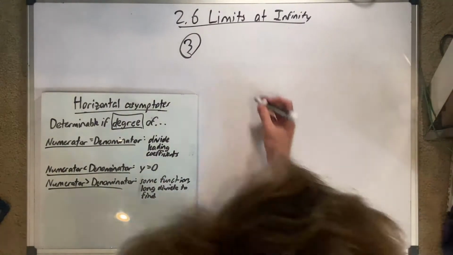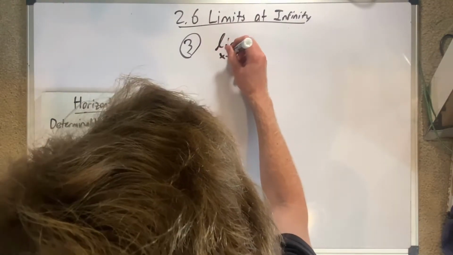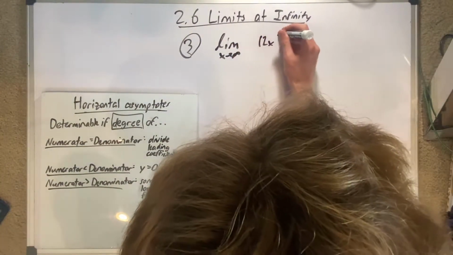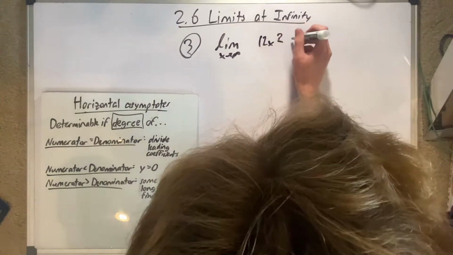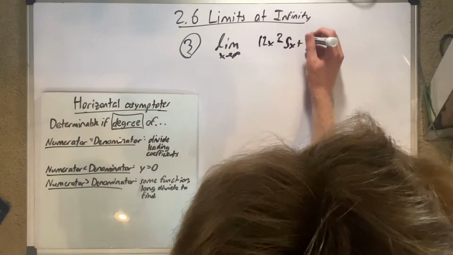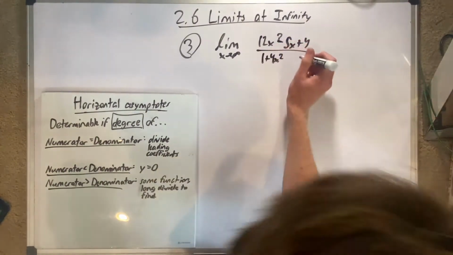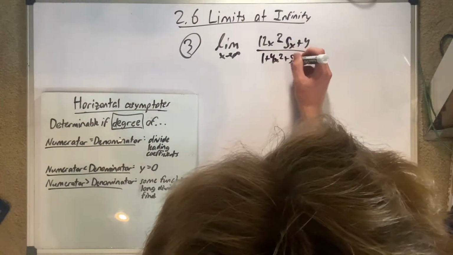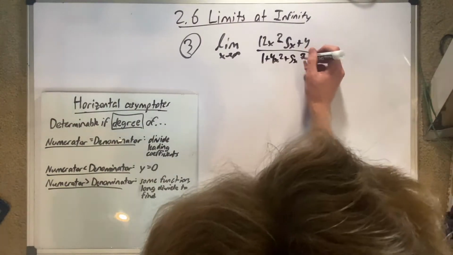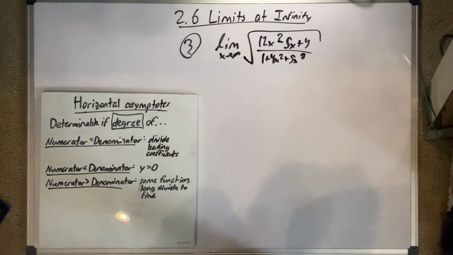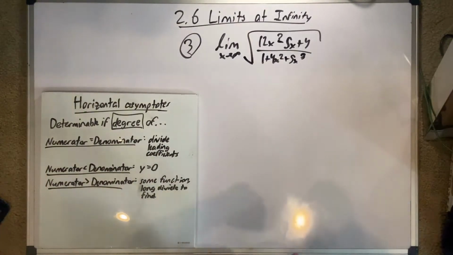This one's a little bit more complicated. Limit as x approaches infinity of the square root of 12x cubed minus 5x plus 4 over 1 plus 4x squared plus 5x cubed. I don't like how it organizes it that way, all under a square root. So it looks very complicated. But I promise you, it's not very complicated.